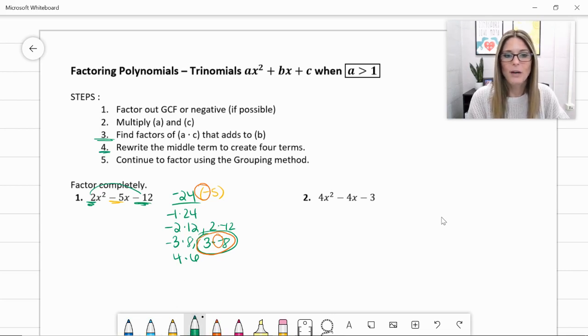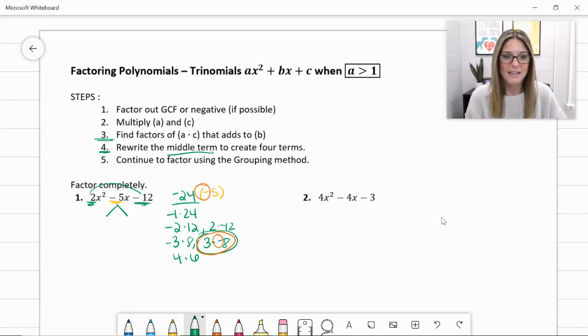I'm looking at step number 4. I'm going to rewrite that middle term to create 4 terms. I'm going to split the middle, it's kind of my favorite term there. I'm going to split that middle term. I'm going to rewrite negative 5x as 3x and minus 8x.